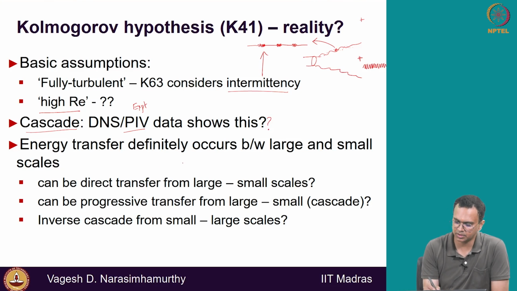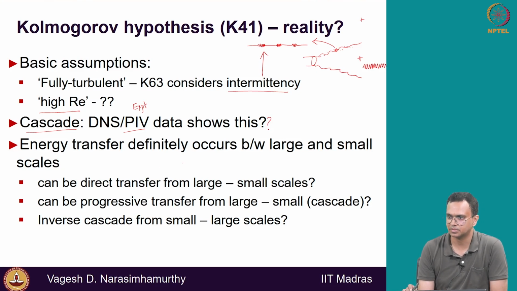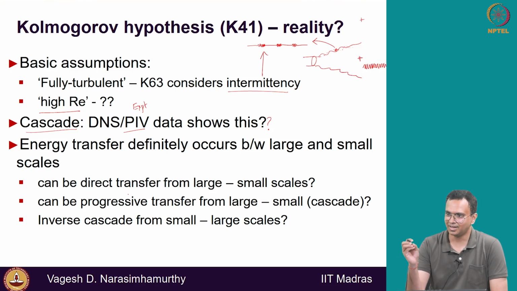And this energy transfer definitely occurs between large and small scales. That does happen, that we have seen from data. But theoretically there are three possibilities. One is that there can be a direct transfer of energy from large to small scale, right? I mean, your parents can directly give pocket money to you. It need not be to your elder brother or sister and then tell them to give it. That can lead to some dissipation. So they can directly transfer money to you. Yeah? That is a possibility.